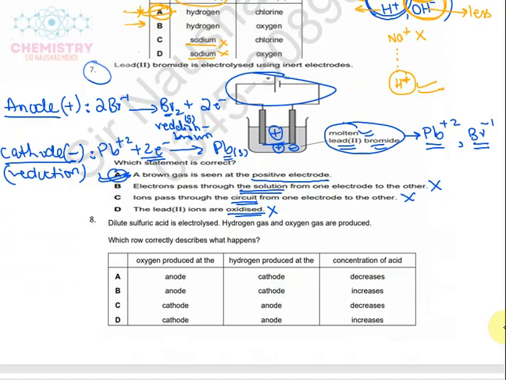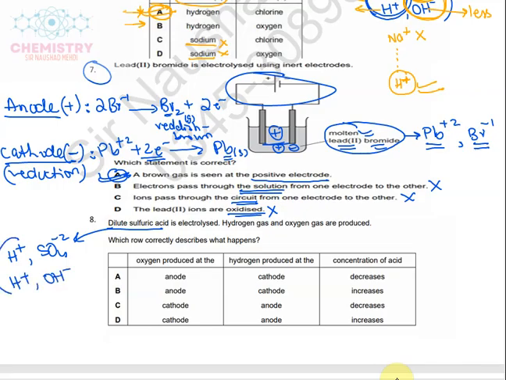Now coming on to the next one. In the next one it is saying dilute sulfuric acid is the electrolyte. So what ions are present? From the sulfuric acid we'll be getting H+ and sulfate ions. And since it is dilute or aqueous, we'll be getting H+ and OH- also.